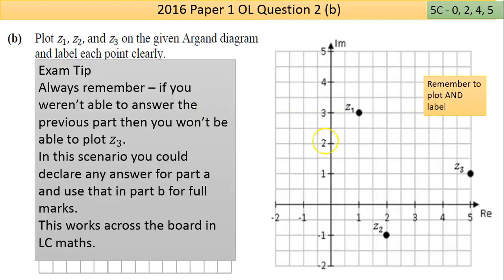This is pretty simple. I plotted Z1, which was the complex number 1 plus 3i. Z2 was the complex number 2 minus i. And lastly, the one you calculated was 5 plus 1i. Okay, so that's pretty handy. It's just an Argand diagram. It'll be a pretty standard thing to ask.